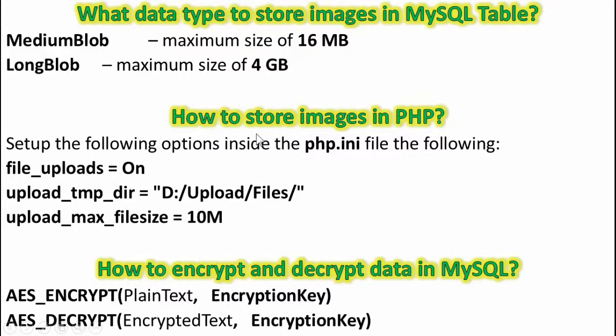How to store images in PHP? Set up the following options inside the php.ini file. Enable the option file_uploads equal to on. Next, create a drive and folder where to upload the image temporarily before it is stored in the database. Enable the option upload_tmp_dir and set the path where to upload the image. Next, enable the option upload_max_filesize equal to the maximum file size that you set.